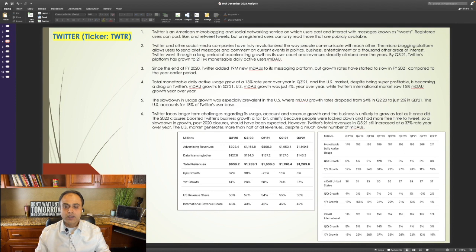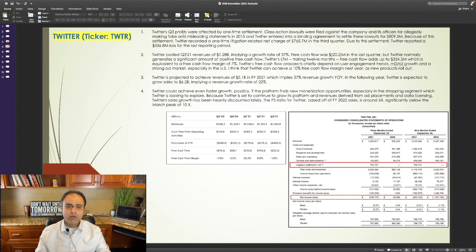However, Twitter's total revenue in Q3 2021 still increased at a 37% rate year over year. The US market generates more than half of all revenues despite a much lower number of MDAUs.